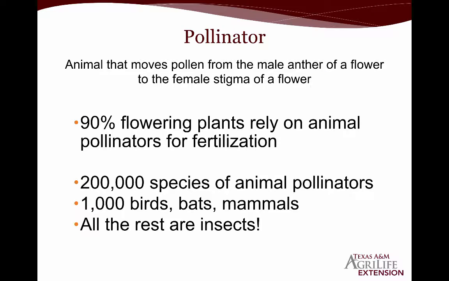About 90% of flowering plants rely on animal pollinators for fertilization. It is very important to note that we're talking about flowering plants, right? So there are some of these flowering plants that are just wind pollinated. They don't need an actual animal to pollinate them. And this is referring to all animal pollinators, so not just honeybees. There are 200,000 species of animal pollinators, 1,000 of which are birds, bats, and mammals, and the rest are insects. So insects make up the vast majority of the number of pollinators in the landscape.